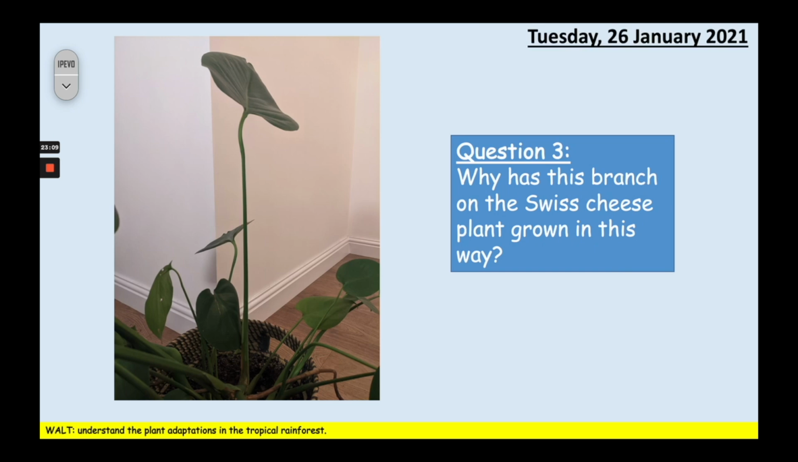Okay, so moving on to question number 3. So exactly the same as before. The question is, why has this branch on the Swiss cheese plant grown in this way? And by in this way, I mean, why has it grown straight up? So why is it growing vertically? So give yourself 2 minutes to answer this question and pause the video now.